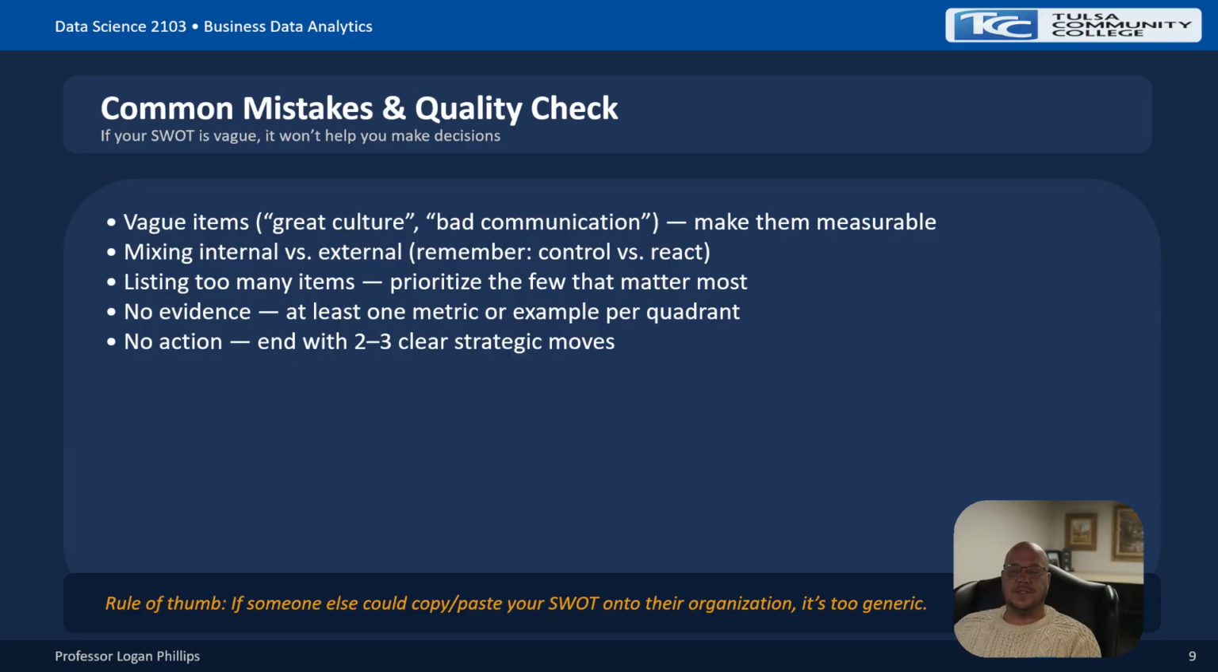Mistake number 2 is too many items. If you list 20 things per quadrant, you will do nothing. The rule is to aim for a short list you can actually use, then rank your top priorities. And mistake 3 is no action. A SWOT that doesn't end with 2 or 3 strategic moves is incomplete and a waste of time. The best rule of thumb on the slide: if someone else could copy paste your SWOT into their organization, it's too generic. So let's go ahead and close with a quick practice you can do immediately.